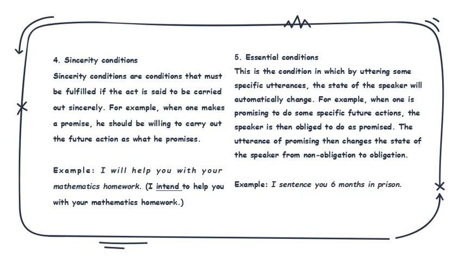The last one is essential conditions. This is the condition in which by uttering some specific utterances, the state of the speaker will automatically change. For example, when one is promising to do some specific future action, the speaker is obliged to do as promised. The utterance of promising changes the state of the speaker from non-obligation to obligation. This essential condition thus combines with a specification of what must be in the utterance content, the context, and the speaker's intentions in order for a specific speech act to be appropriately performed.